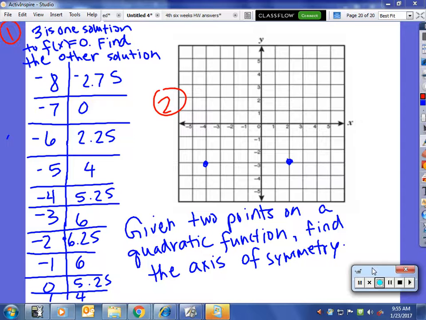All right, here we go, guys. Before we move on to slope with linear functions, let's finish up these two problems on quadratic functions.